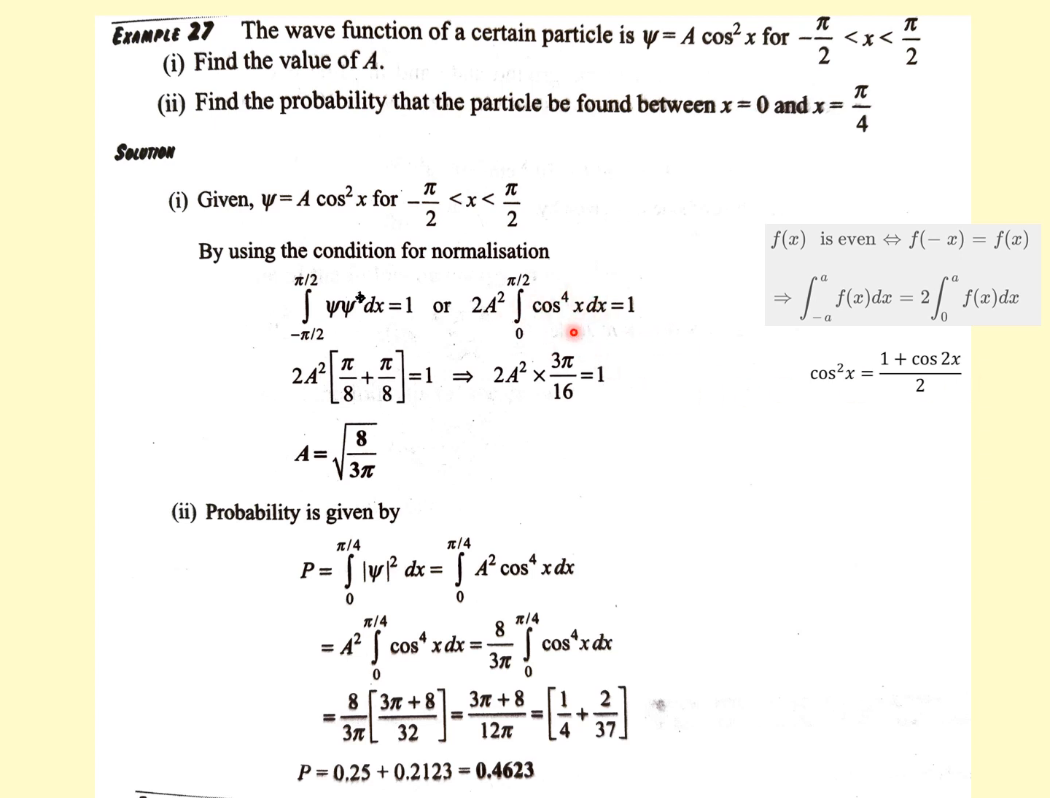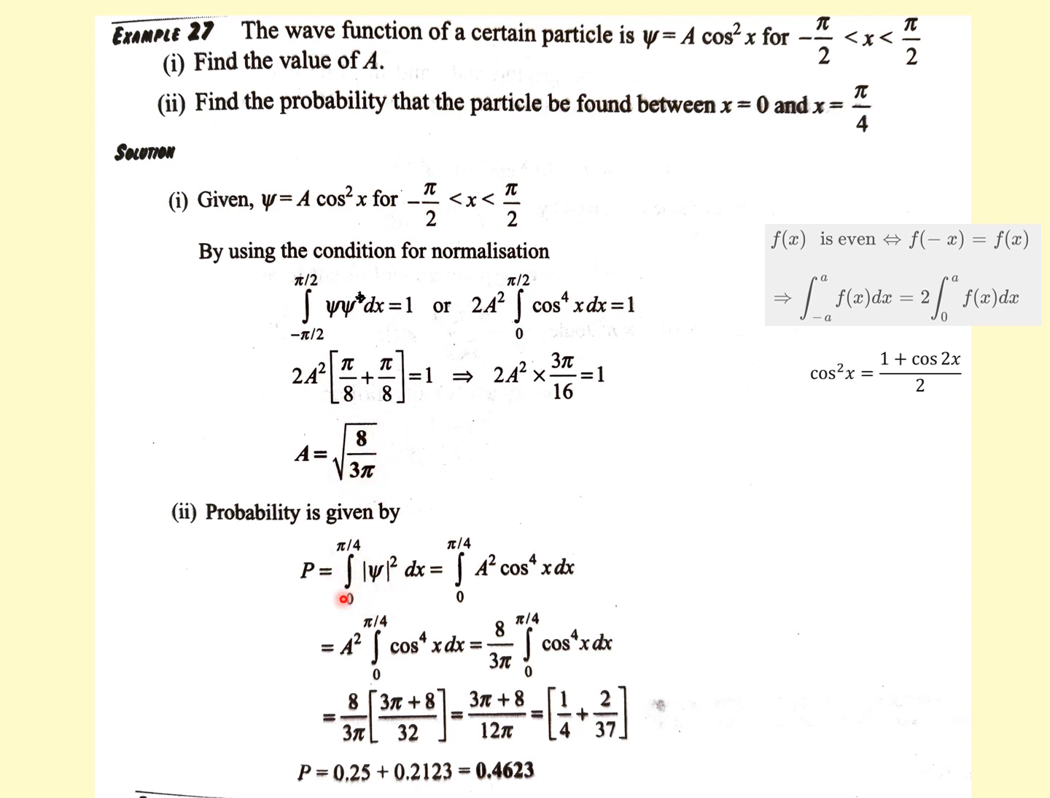And to solve the integration of cos square x, we have to write it in terms of cos 2x. So we know a formula, cos 2x equals 2 cos square x minus 1. So from here we can write cos square x as (1 plus cos 2x) by 2, and cos to the power 4x as (1 plus cos 2x by 2) whole square, and then we can integrate it and put the limits. We will get the value a equal to under root 8 by 3 pi.